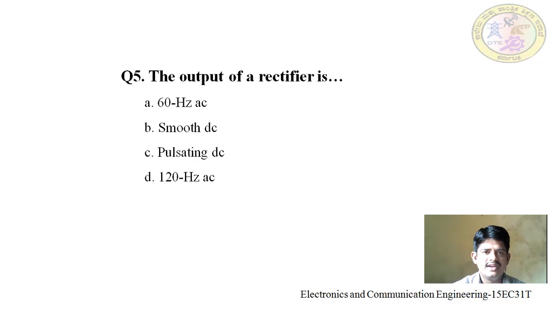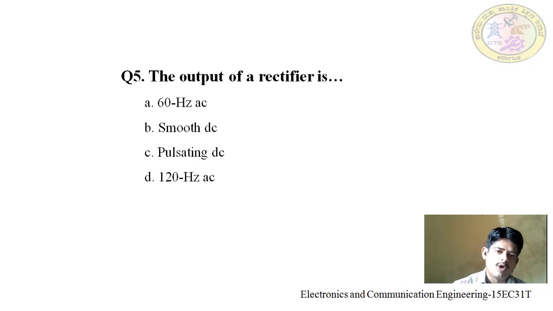It will be DC. So if the output of the rectifier is DC, option A, 60 Hz AC, will not be correct, and option D, 120 Hz AC, will not be correct. You are left with only two options, B and C, because both have DC in the statement. So just go back to your block diagram of the complete regulated power supply and imagine what blocks it has and what the output of the rectifier was.